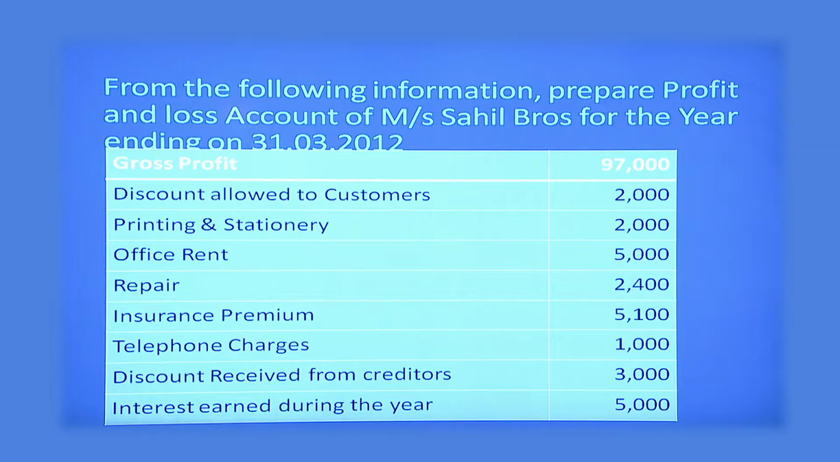In this, we are preparing only the profit and loss account. So, gross profit will be brought down in the profit and loss account on the credit side. Discount allowed on the debit side of the profit and loss account, printing and stationery on the debit side, office rent being an expense on the debit side, repair also on the debit side, insurance premium on the debit side, telephone charges on the debit side, and discount received on the credit side, and interest earned on the credit side of the profit and loss account.